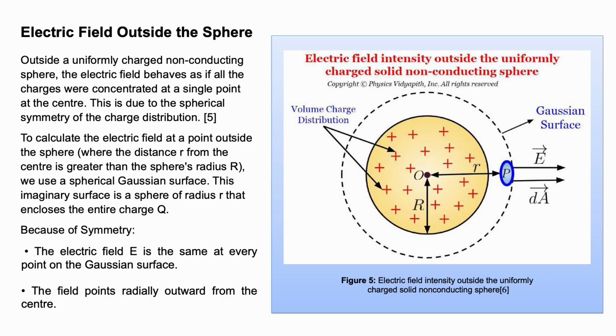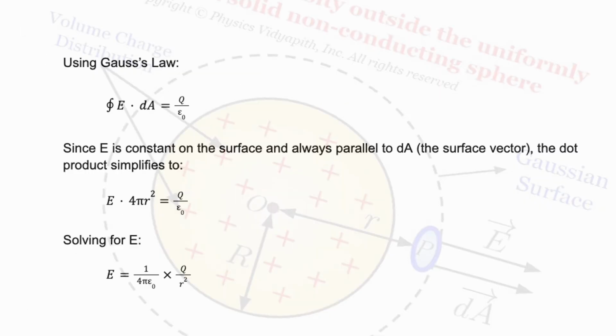Outside a uniformly charged non-conducting sphere, the electric field behaves as if all the charge is concentrated at the centre. That's because of spherical symmetry. To calculate the field, we use a spherical Gaussian surface that fully encloses the charge. The electric field is the same at every point on that surface and points straight outward. Using Gauss's law, the flux is equal to the charge over epsilon naught. Since E is constant and aligned with the surface, it simplifies to E times 4 pi r squared equals Q over epsilon naught, and solving for E gives us the point charge formula.